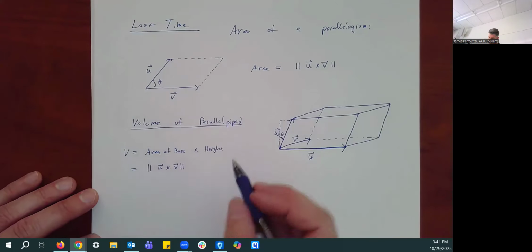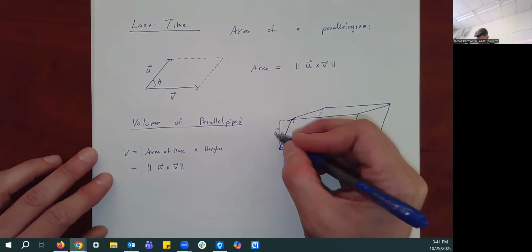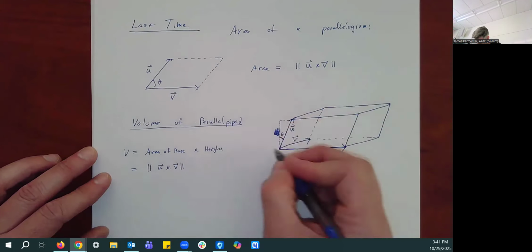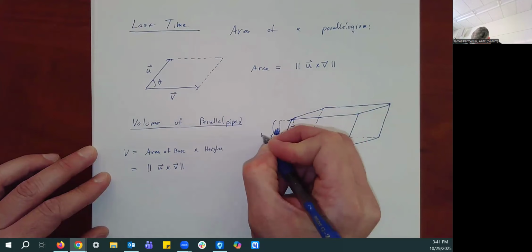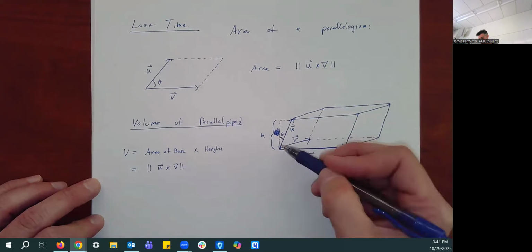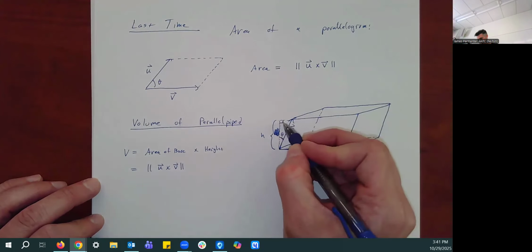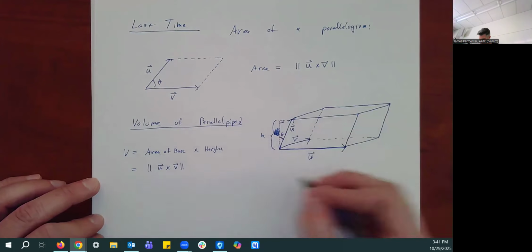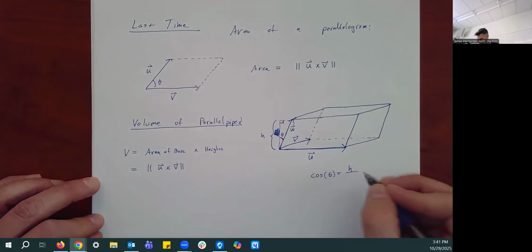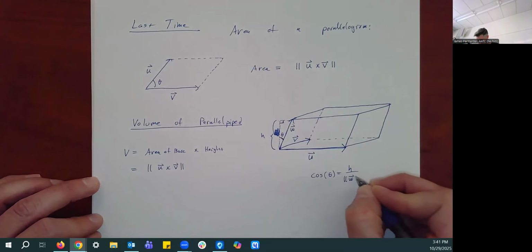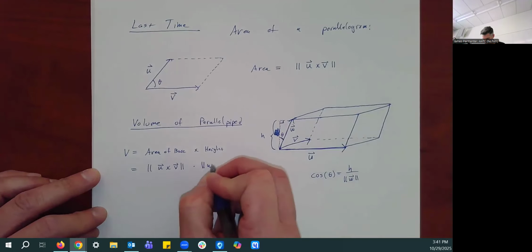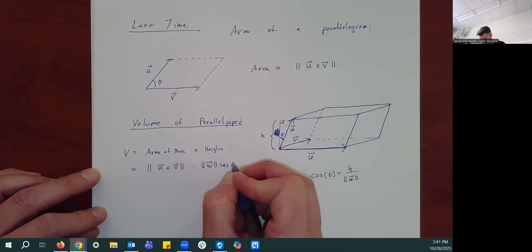Well, the height is, sorry, I've kind of labeled this poorly here. Apologies. Let me scratch that. Let's call the vector w here. Let's say here's my height. And if I want to find that length, well, let's see, that angle, using the adjacent side and the hypotenuse, because that's a right angle right there. I'm going to use cosine to say that cosine of theta is the height of my parallelepiped divided by the length of the vector w. Or in other words, the height is equal to the magnitude of w times cosine of the angle.